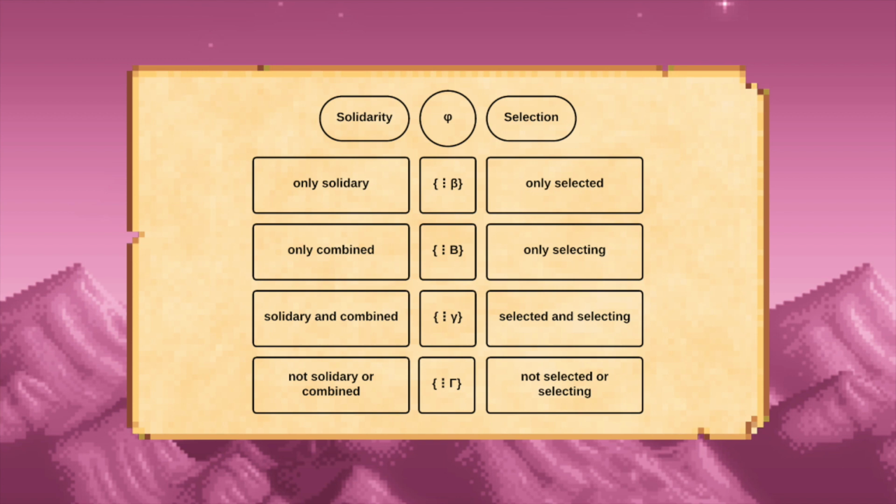In the first case, lowercase beta marks solidary units, uppercase B marks combined ones, lowercase gamma is for units solidary in some cases and combined in others, and uppercase gamma signifies that they are neither solidary nor combined at all. The same pattern holds for selection, just with lowercase beta being selected and uppercase beta being selecting.